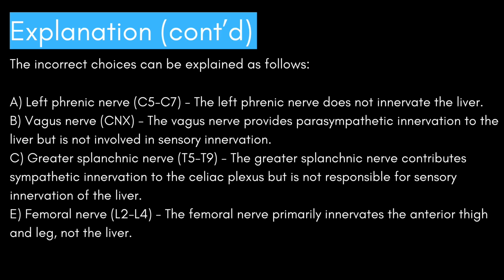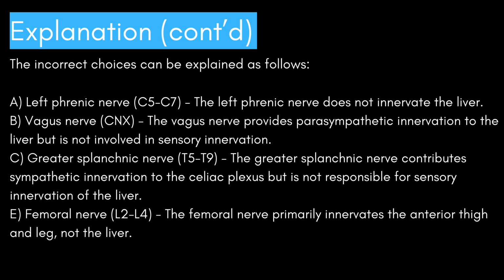The incorrect choices can be explained as follows. A. Left phrenic nerve, C5-C7. The left phrenic nerve does not innervate the liver. B. Vagus nerve, CN X. The vagus nerve provides parasympathetic innervation to the liver, but is not involved in sensory innervation. C. Greater splanchnic nerve, T5-T9. The greater splanchnic nerve contributes sympathetic innervation to the celiac plexus, but is not responsible for sensory innervation of the liver. E. Femoral nerve, L2-L4. The femoral nerve primarily innervates the anterior thigh and leg, not the liver.